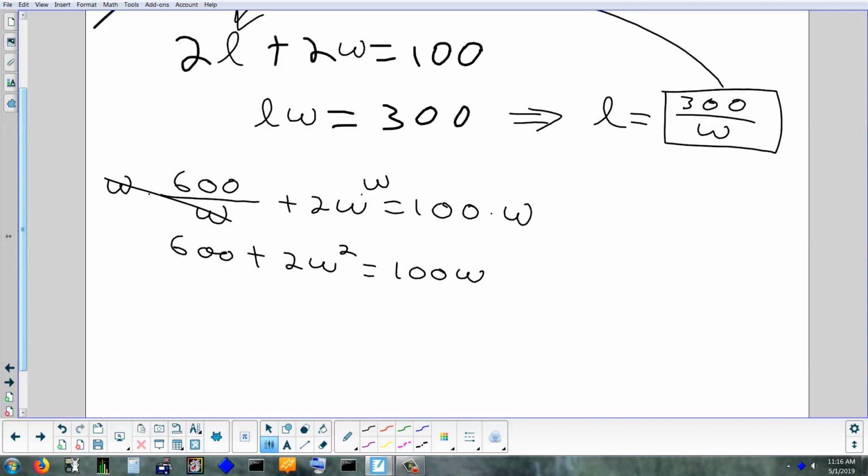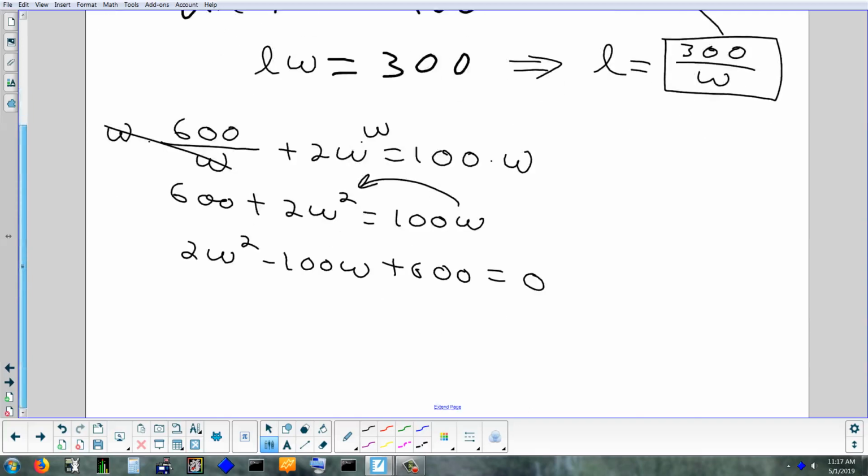So let's move this over to the other side. And I'm going to write it in the normal order. 2w squared minus 100w plus 600 equals 0. Now from here, it's just solving a quadratic. That's it. So I get to choose. I can try to factor it or I can use quadratic formula. But regardless of which method I want to use, I could make these numbers a little easier to work with. Did anybody see what you could do?